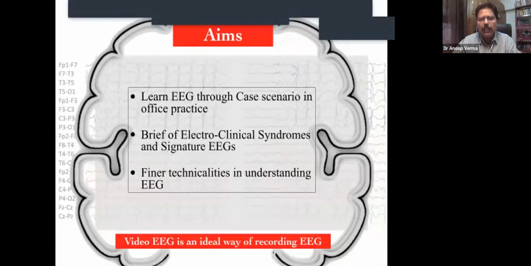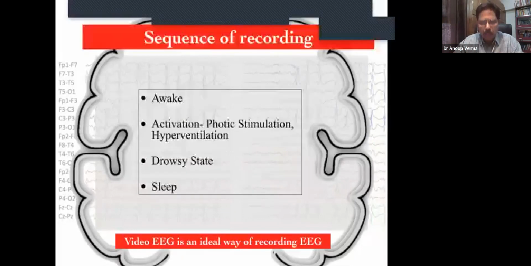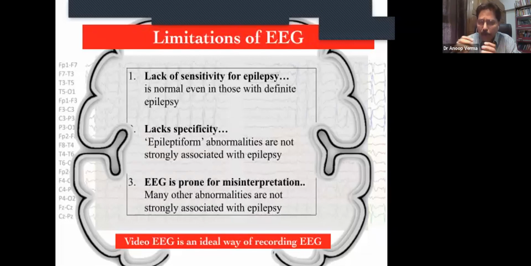The further technicalities in understanding the EEG, and the sequence of recording, as the last 2 days have been flooded with all sorts of information. It should have an awake state, it should have an activation procedure like photic stimulation, hyperventilation, drowsy state, and sleep. And we also know that there is a limitation of the EEG, like lack of sensitivity for epilepsy.